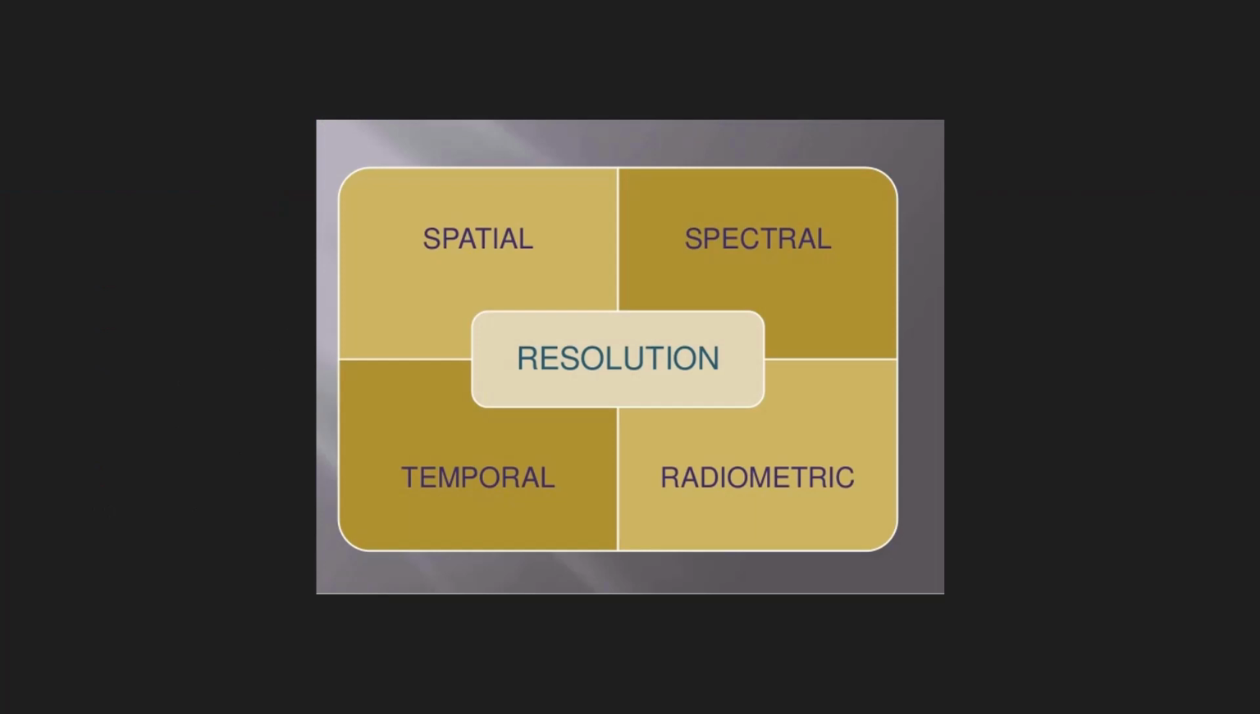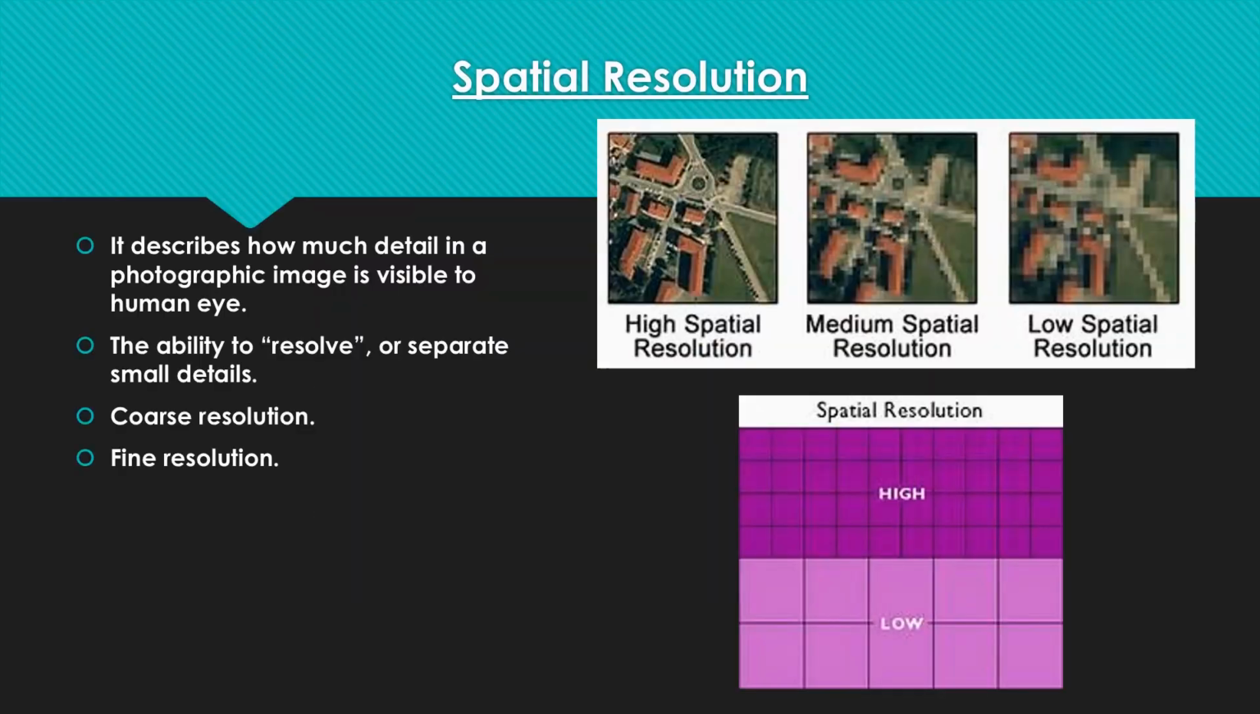There is a figure which shows four types of resolution: spatial, spectral, temporal, and radiometric. So, spatial resolution basically describes how much detail in a photographic image is visible to the human eye. Here is a picture which shows three different types of satellite imagery showing high spatial resolution, medium spatial resolution, and low spatial resolution.